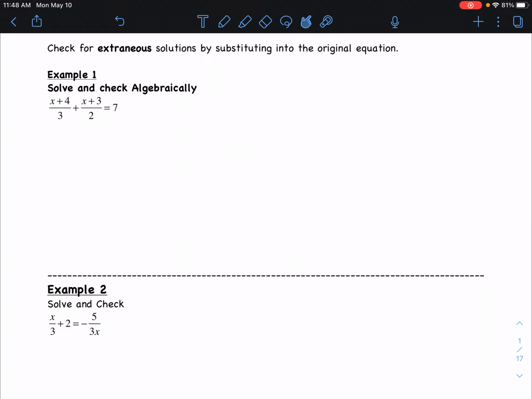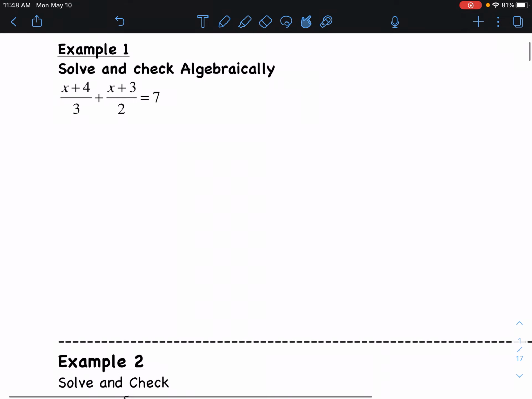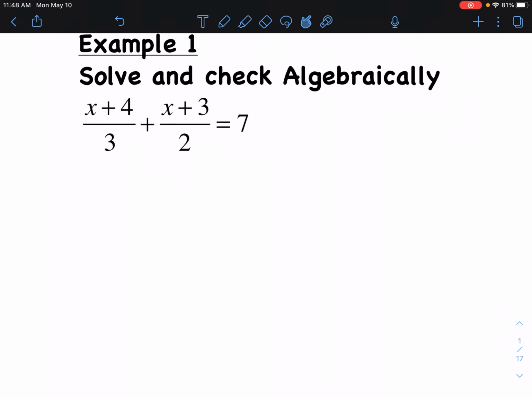What that is, sometimes at first glance it may seem like our solutions are okay, but sometimes when we test them out, they don't always work out. Extraneous solutions are ones that don't work out when we go back and check. So in example 1 here, we want to solve and check algebraically. So we are going to take a look at the fractions here.